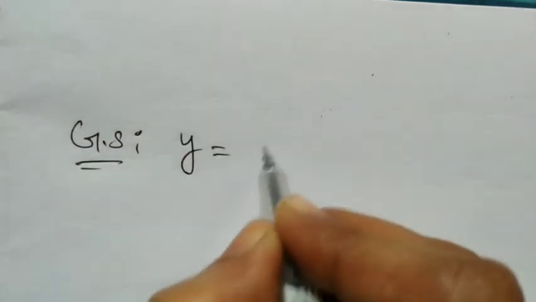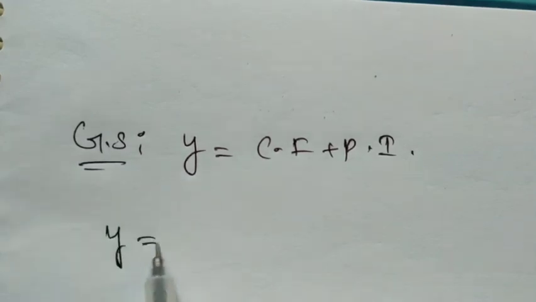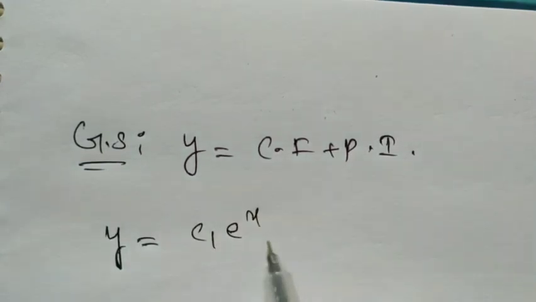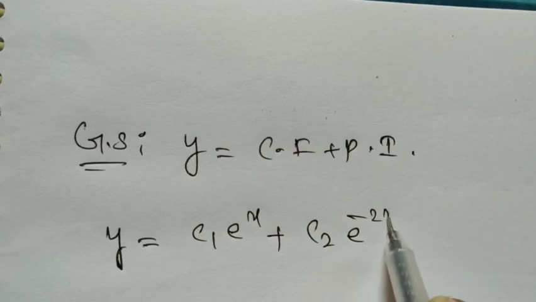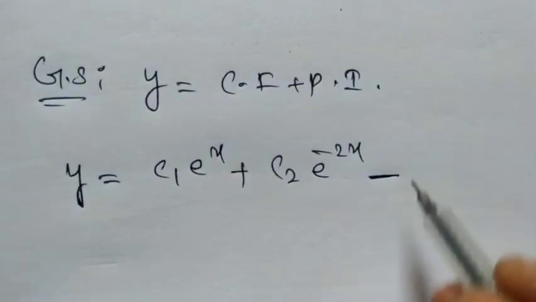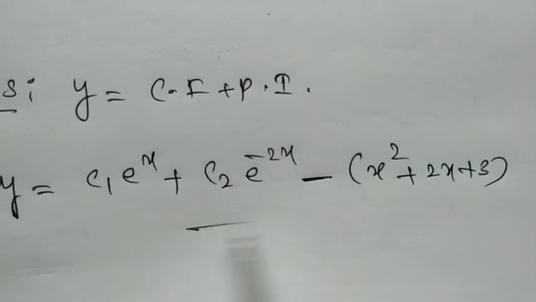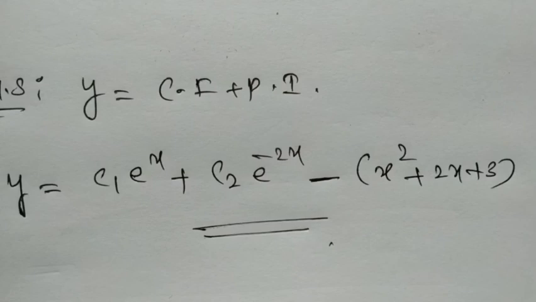So general solution y equal to CF plus PI. So therefore y equal to c1 e power x plus c2 e power minus 2x and minus of x square plus 2x plus 3. So these are the problems of method 3 of particular integral.